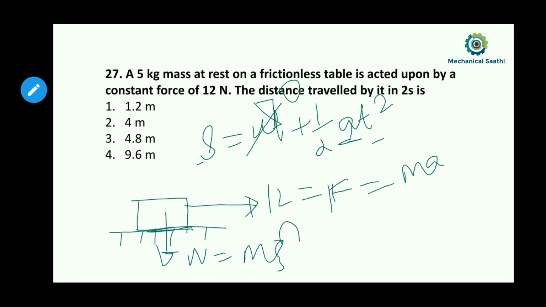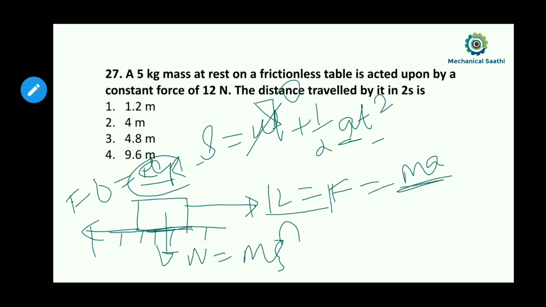Now, as this is a frictionless table, there will be no friction along it, so this friction F will be equal to 0. It would be equal to mu Rn, and mu we can say is 0, so there will be no friction value. Whatever force is applied, due to that we will have some motion, so simply F will be equal to ma, and F is known to us and m is known to us. So from here we can calculate the value of a. Let us try to calculate that.